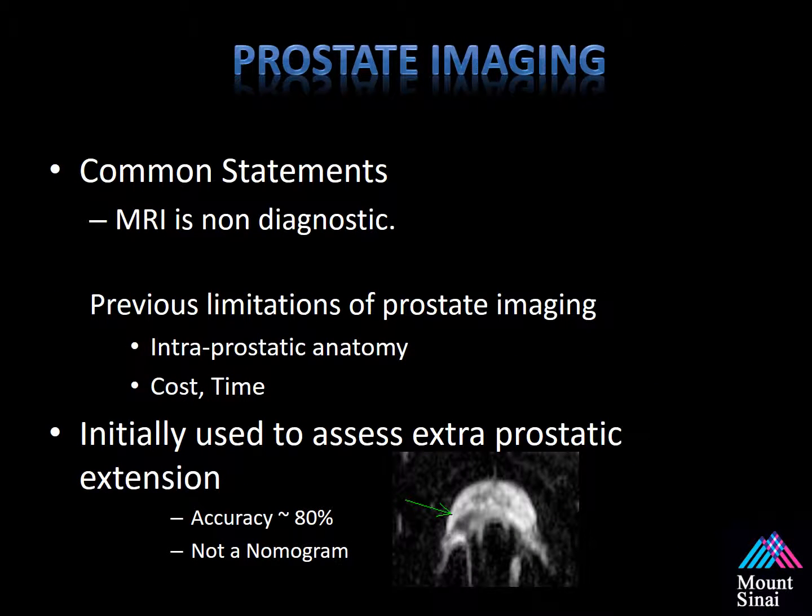Looking back at MRI, there were common statements made that MRI is non-diagnostic. I think this is false now. However, then there were a lot of limitations regarding field strengths, quality of imaging, and even interpretation. And this has all fallen by the wayside. We're able now to look at intraprostatic anatomy with some accuracy. The cost and the time to obtain MRI has decreased. As stated, we initially used MRI to assess extraprostatic extension with an accuracy currently about 80%.